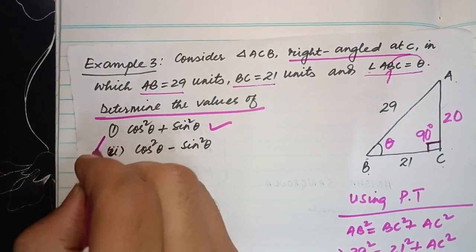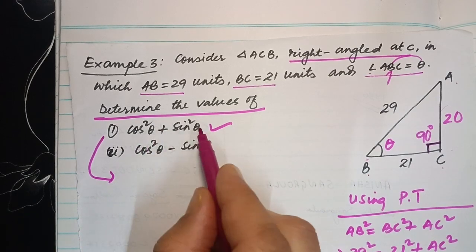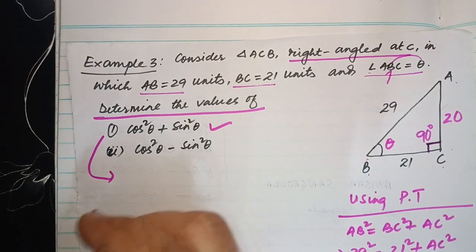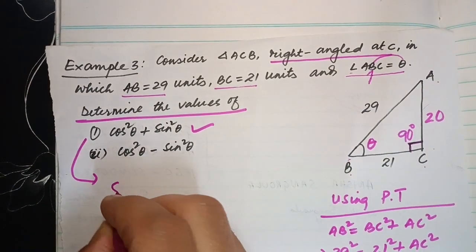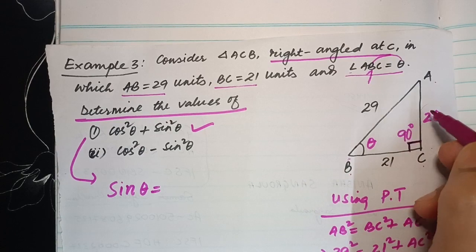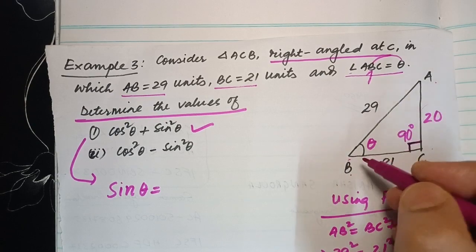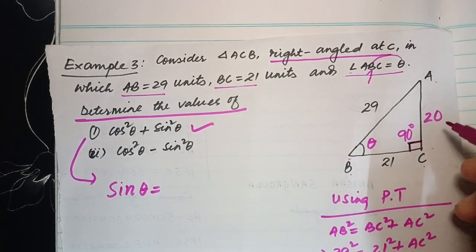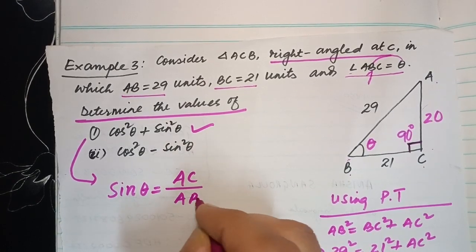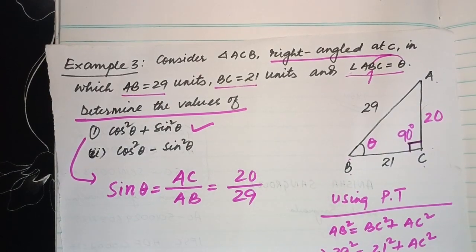So let us go with this question. Now if they are asking cos square plus sine square, cos square minus sine square, so we need to have two trigonometric ratios. Which one? Cos and sine. If I ask you to find sine theta, then you know it, this is the opposite side by hypotenuse. I am emphasizing it because as you are new to this, you have to know it. AC by AB. What is your value of AC? 20 by 29. Now your sine is ready.